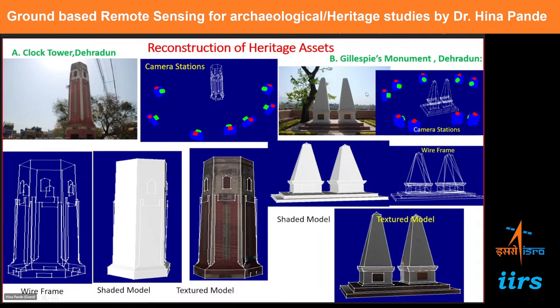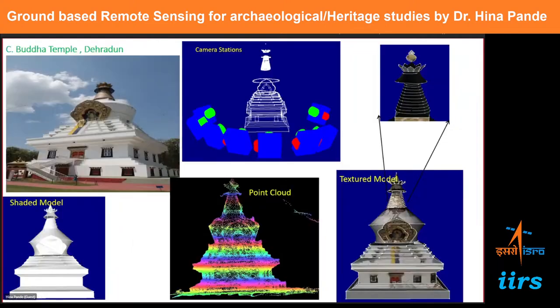Similarly, this is another archaeological, heritage structure, which is called the Gillespie's Monument. So here you see the camera positions, wireframe model, shaded model, and then the textured model. Now these are fairly simple shapes. However, we can also attempt to do it for more complex shapes, as you can see here.